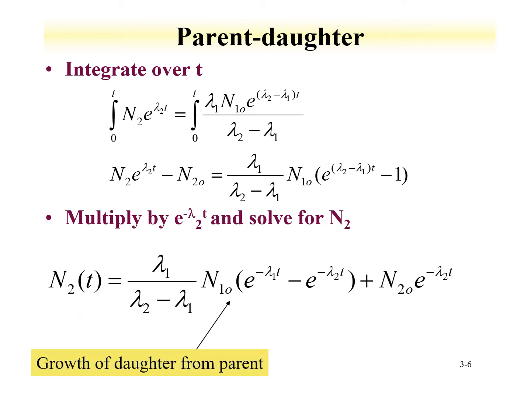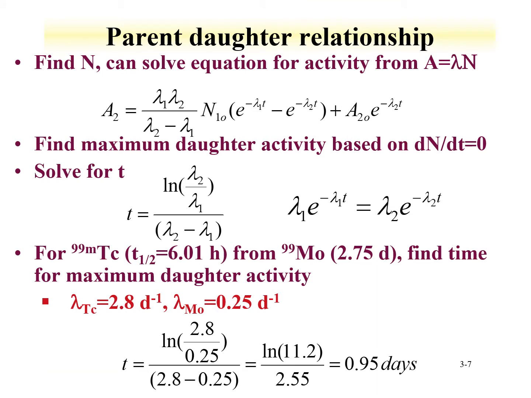So we have part of the equation which describes the growth of the daughter from the parent, and then the initial amount of daughter. So pretty straightforward. We have these two components that provide information related to the amount of the daughter available at any given time. Now, since we found n, the number of atoms, we can solve this equation for determining the activity of the daughter at any time by using the relationship between the number of atoms and activity.